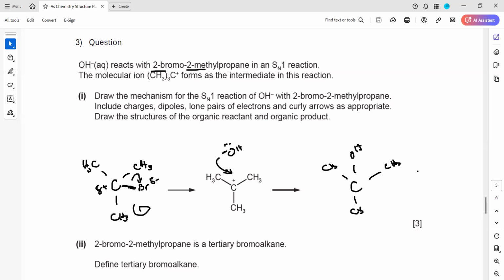How the marks are usually distributed for these questions: the marks are given for the partial positive and negative and this complete arrow, that is 1 mark. Then the second mark is for showing an arrow from the nucleophile, and the third mark is for the final product, the structure of the final product.